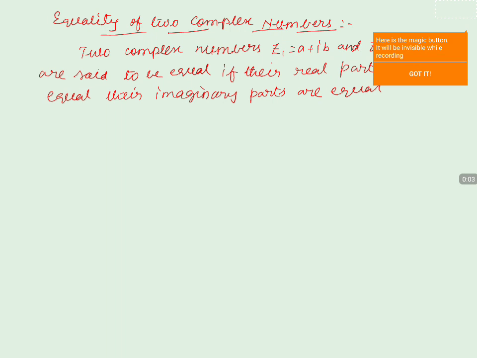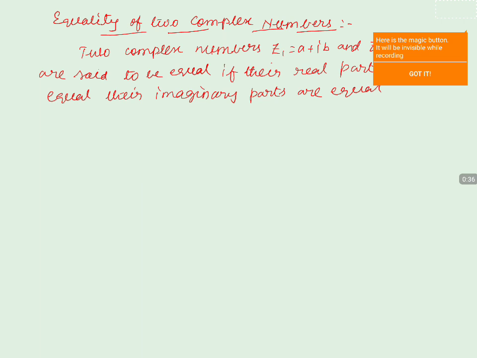Now we'll discuss the concept of equality of two complex numbers. We'll take two complex numbers, namely z1 and z2. z1 is assumed as a plus ib, while z2 is assumed as c plus id. These z1 and z2 are said to be equal if the real parts as well as the imaginary parts are equal. So whenever the real parts are equal and the imaginary parts are equal, then we can say that the two complex numbers are equal.